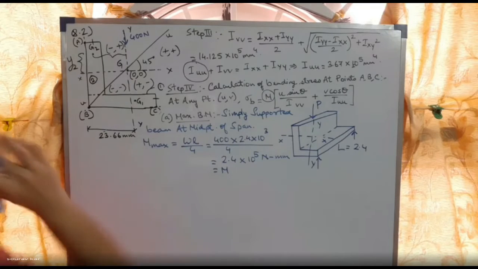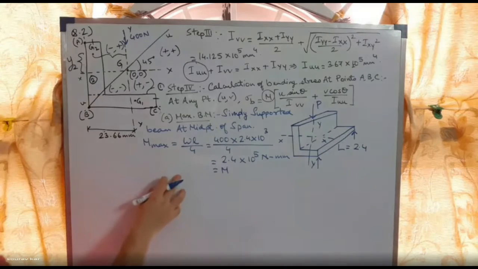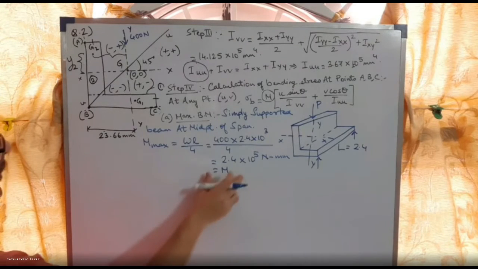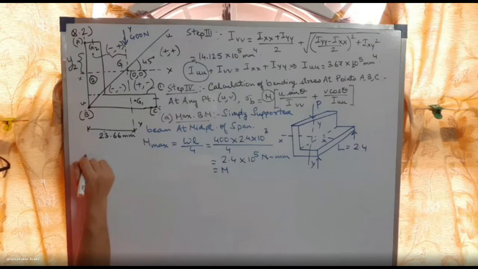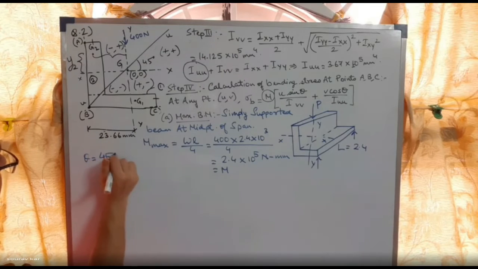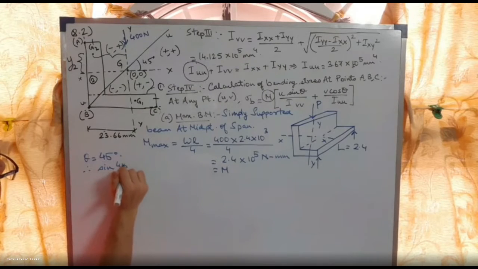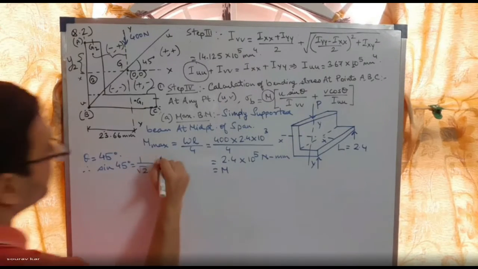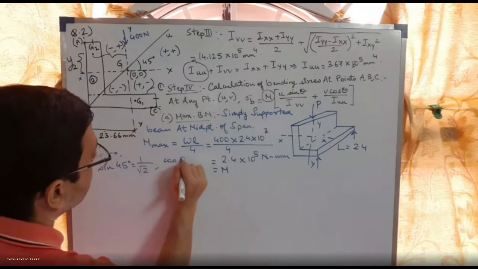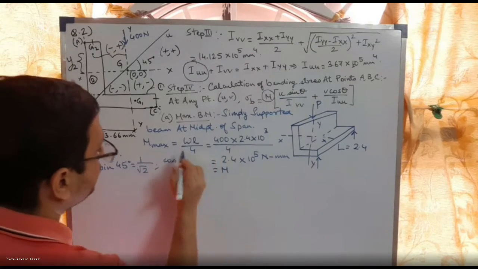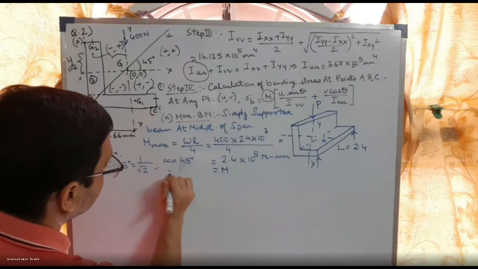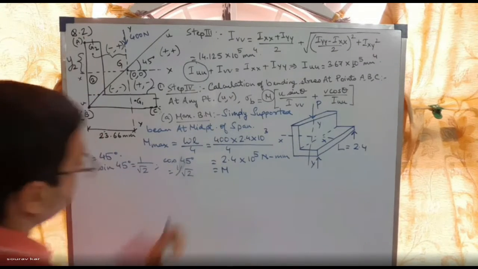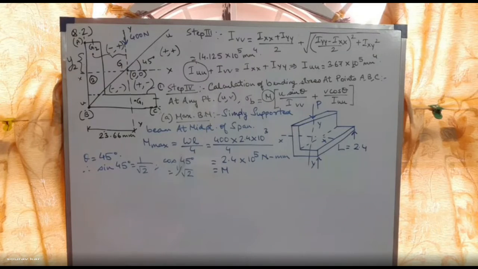Understood? So therefore, M is the maximum moment. Now I know the angle theta. Angle theta is 45 degree. So therefore you can put sin 45 is 1 by root 2, and cos 45 is 1 by root 2. Both are the same. Okay.